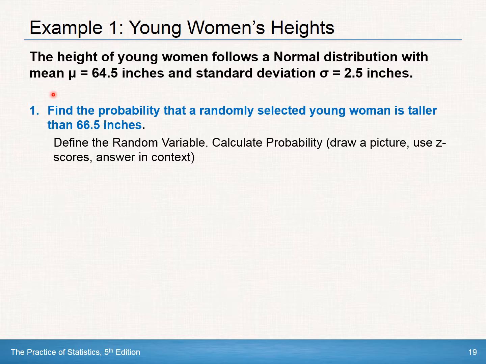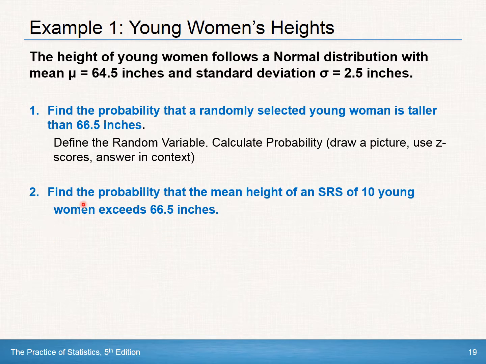I want you to define the random variable. When I say define the random variable, you're going to say something like the probability that x is greater than something. What is x? Calculate the probability. That means draw a picture, use your z-scores, and answer in context. Then I want you to find the probability that the mean height of a simple random sample of 10 young women exceeds 66.5 inches. Now read carefully the differences between these two.